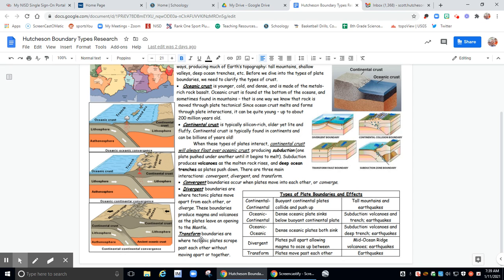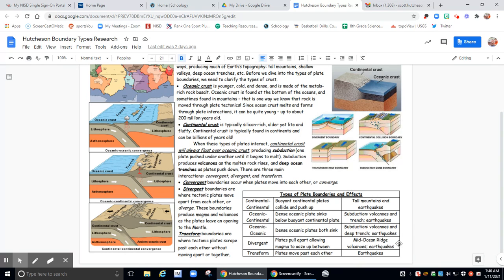And these are where tectonic plates are scraping past each other without moving apart or together. So this is an example right here of a transform boundary where the two plates are sliding past one another. And so that will still cause different kinds of land features, which we'll talk about as we move through this week. But on every single one of these interactions, you're going to find earthquakes. Okay, earthquakes occur everywhere two plates meet.